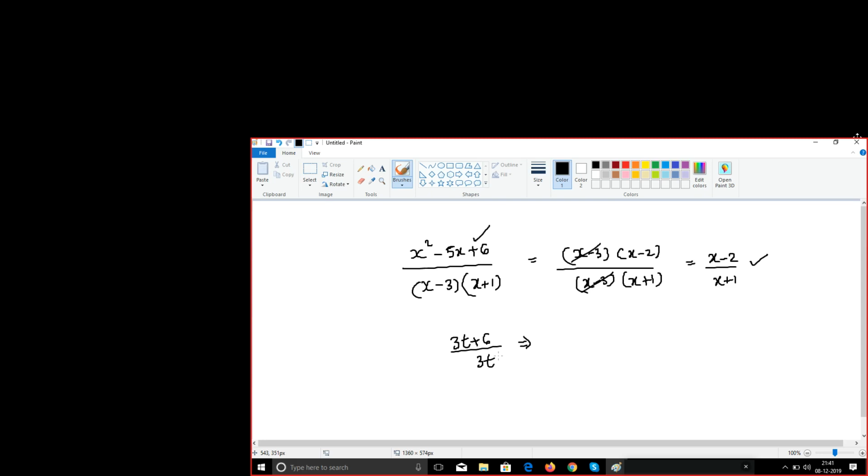6. Final answer is t plus. First, okay, here 3t plus 6. If you take out 3 as common, inside the bracket it's t plus 2 remaining. Is this clear? Okay, yes. Then in the denominator it's 3t. So 3 and 3 cancel out. Final is t plus 2 divided by t. Clear? Yes. Okay. One more question.